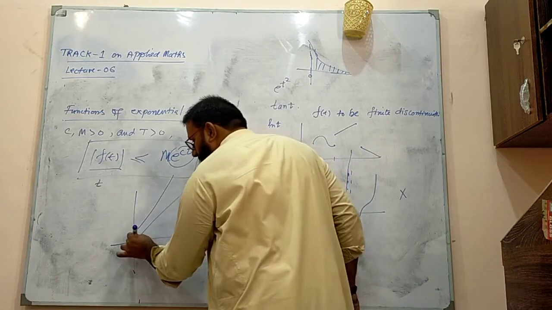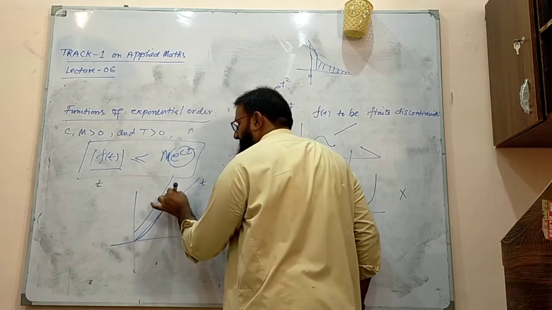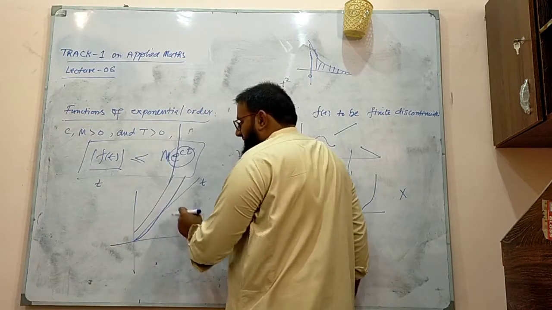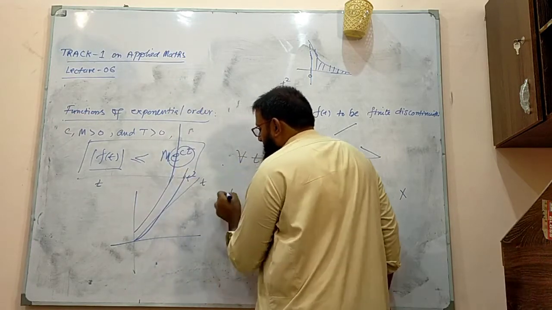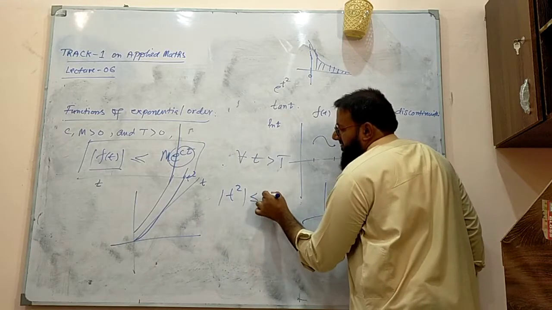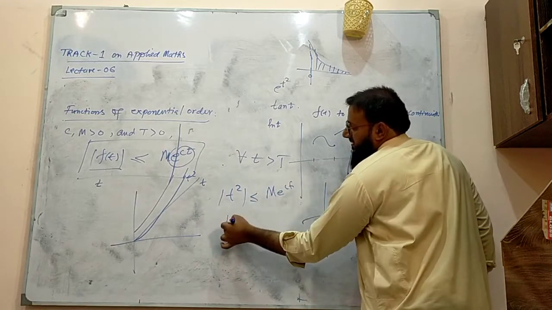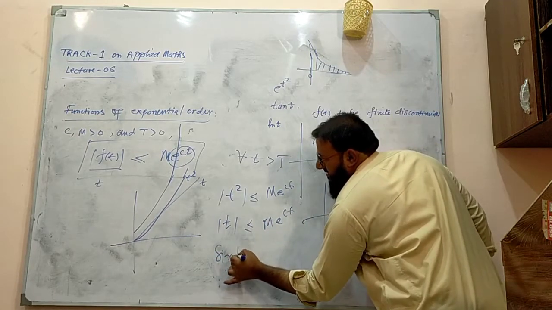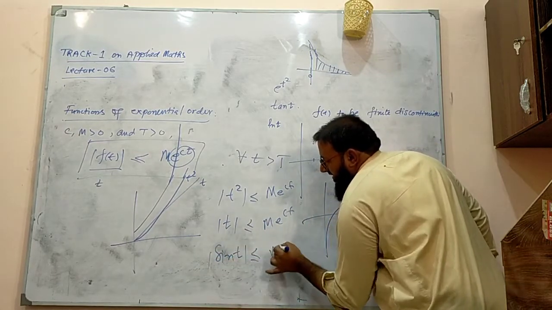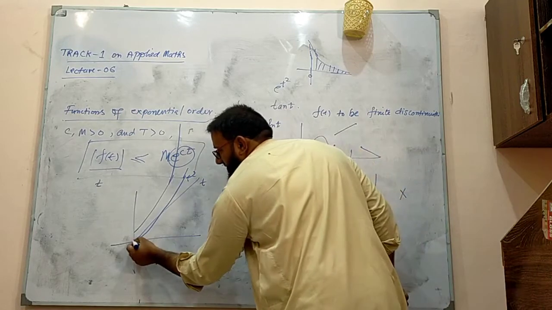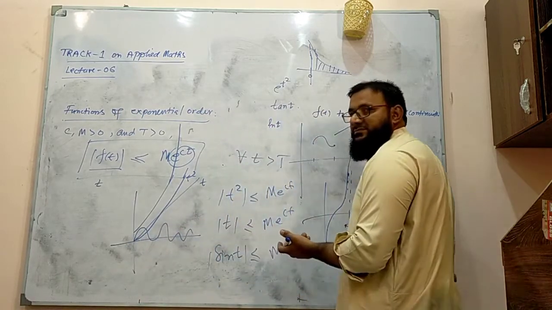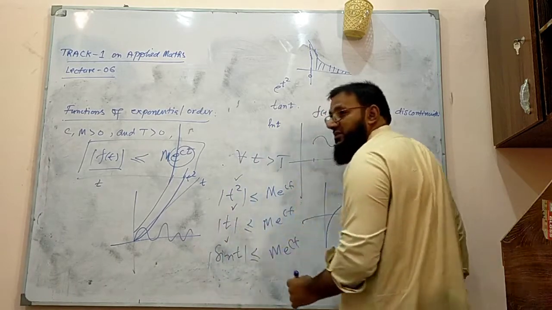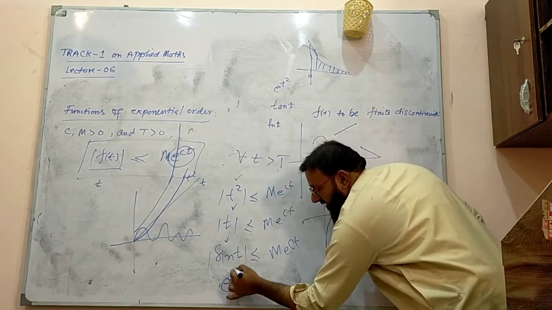And when you take t square, it also goes like this. And it never crosses this because this will go up faster than this one. So t square is also less than some e raised to ct, and t is also less than some e raised to ct. Sin t is also less than some e raised to ct because sin t goes like this. You know very well. So these all are functions of exponential order. You can find out the Laplace transform.